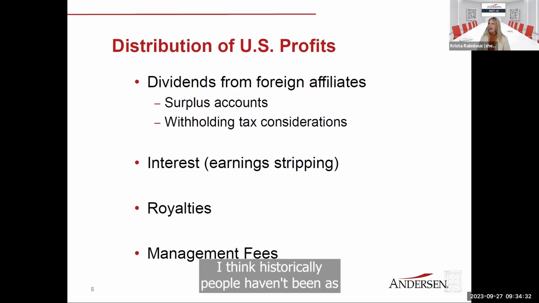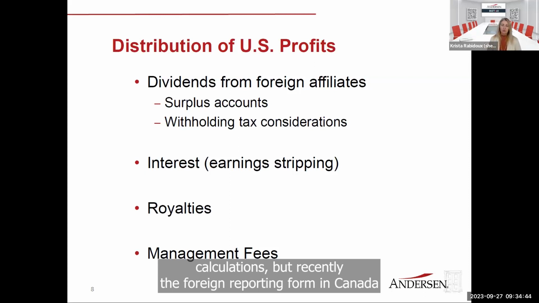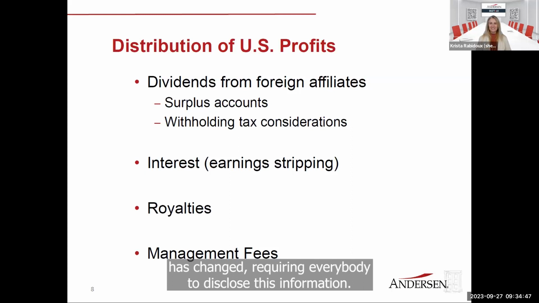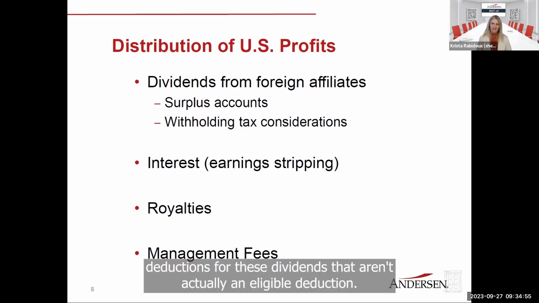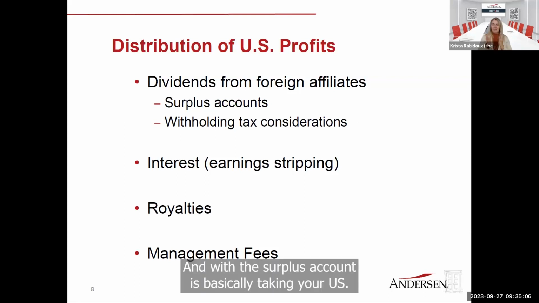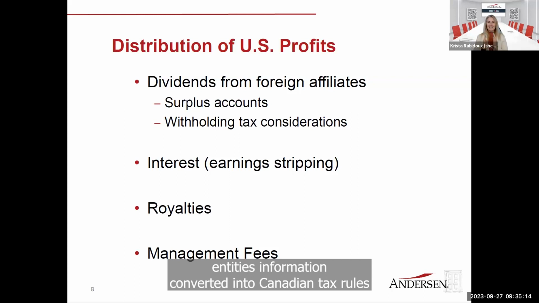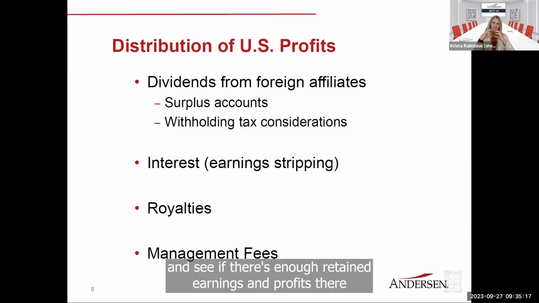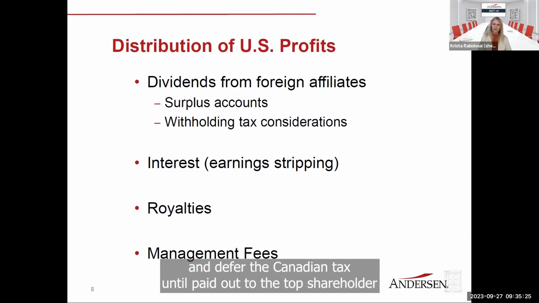I think historically, people haven't been as forthcoming or cared quite as much about doing their annual surplus calculations, but recently the foreign reporting form in Canada has changed, requiring everybody to disclose this information. And the intention, I'm sure, behind that is to make sure that people aren't taking deductions for these dividends that aren't actually an eligible deduction. So that is one thing to consider that you have to do. What the surplus account is, basically, Namir, you alluded to it earlier, you take your US entity's information, convert it into Canadian tax rules, and see if there's enough retained earnings and profits there in order to repatriate the profits tax-free under Canadian law and defer the Canadian tax until paid out to the top shareholder.